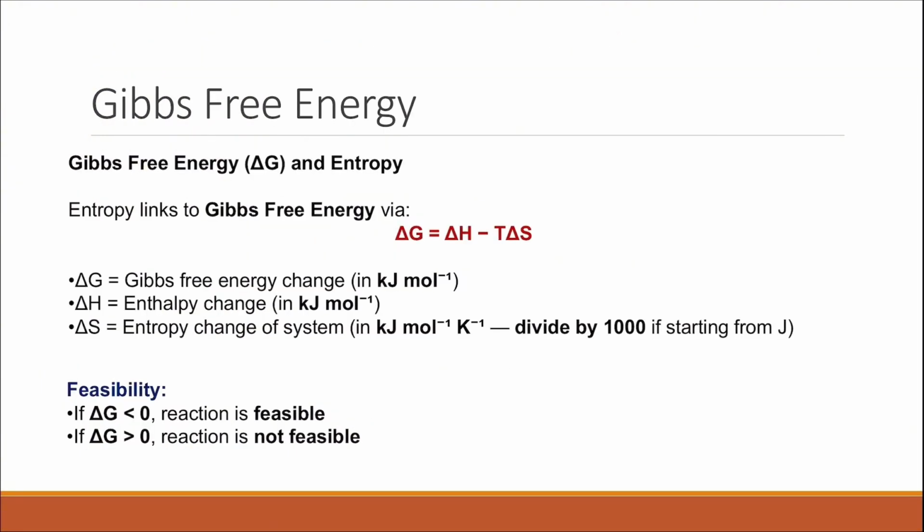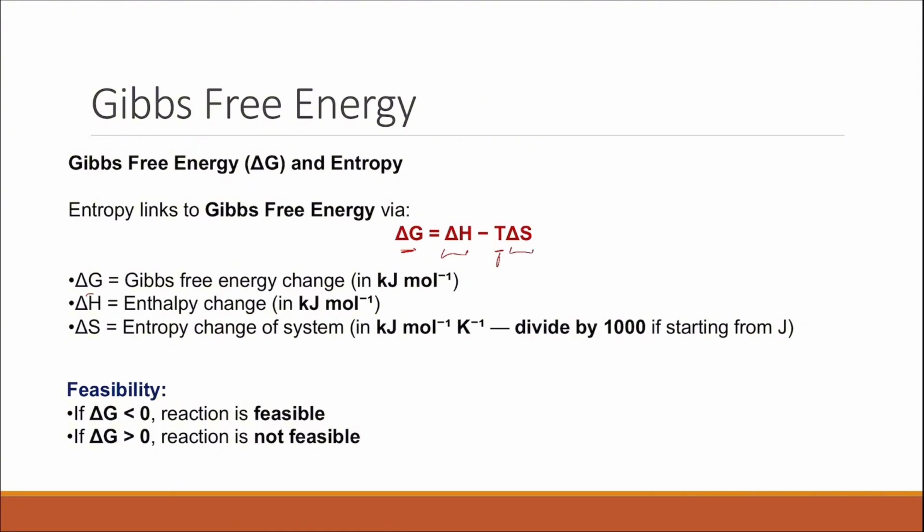Gibbs free energy is what we use to judge whether a certain reaction is going to be feasible or not. Gibbs free energy links the enthalpy change with the entropy change, so it accounts for both. Not only the enthalpy change is responsible for whether a reaction is going to take place or not, but also the entropy change. So Gibbs free energy, delta G, equals delta H, the enthalpy change, minus T, the temperature of this particular reaction in Kelvin, multiplied by delta S, which is the entropy change.